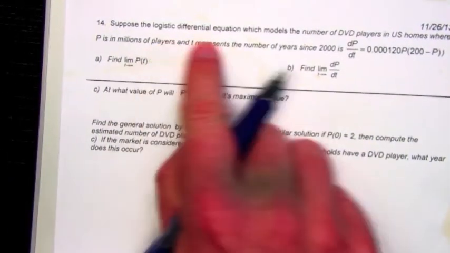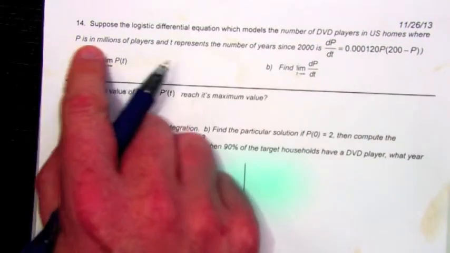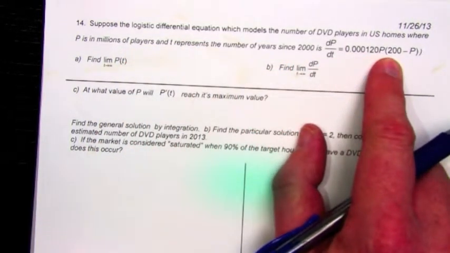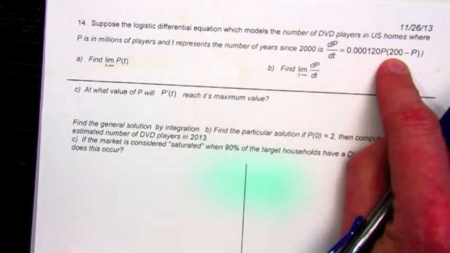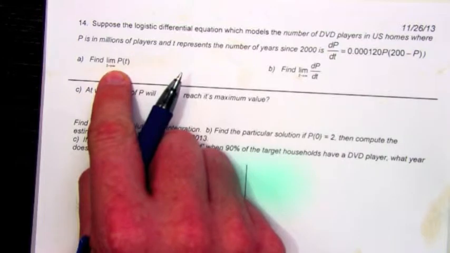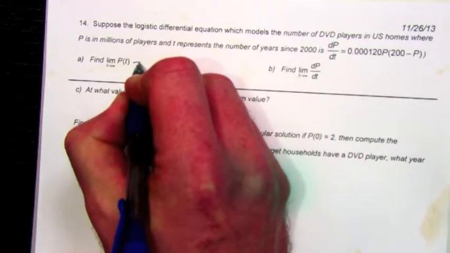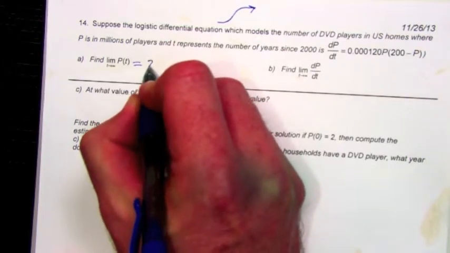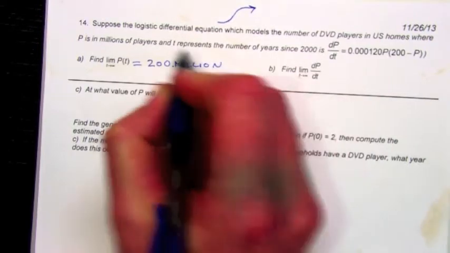Okay, so it says, suppose the logistic differential equation models the number of DVD players in U.S. homes where P is in millions of players and T represents the number of years since 2000. And that's it. So what this tells us, by the way, is the carrying capacity is 200 million. So what is the limit as P of T, which we don't know what it is, goes to infinity? Well, it goes to the carrying capacity, because remember our graph approaches the carrying capacity, so it equals 200 million if we follow our units.